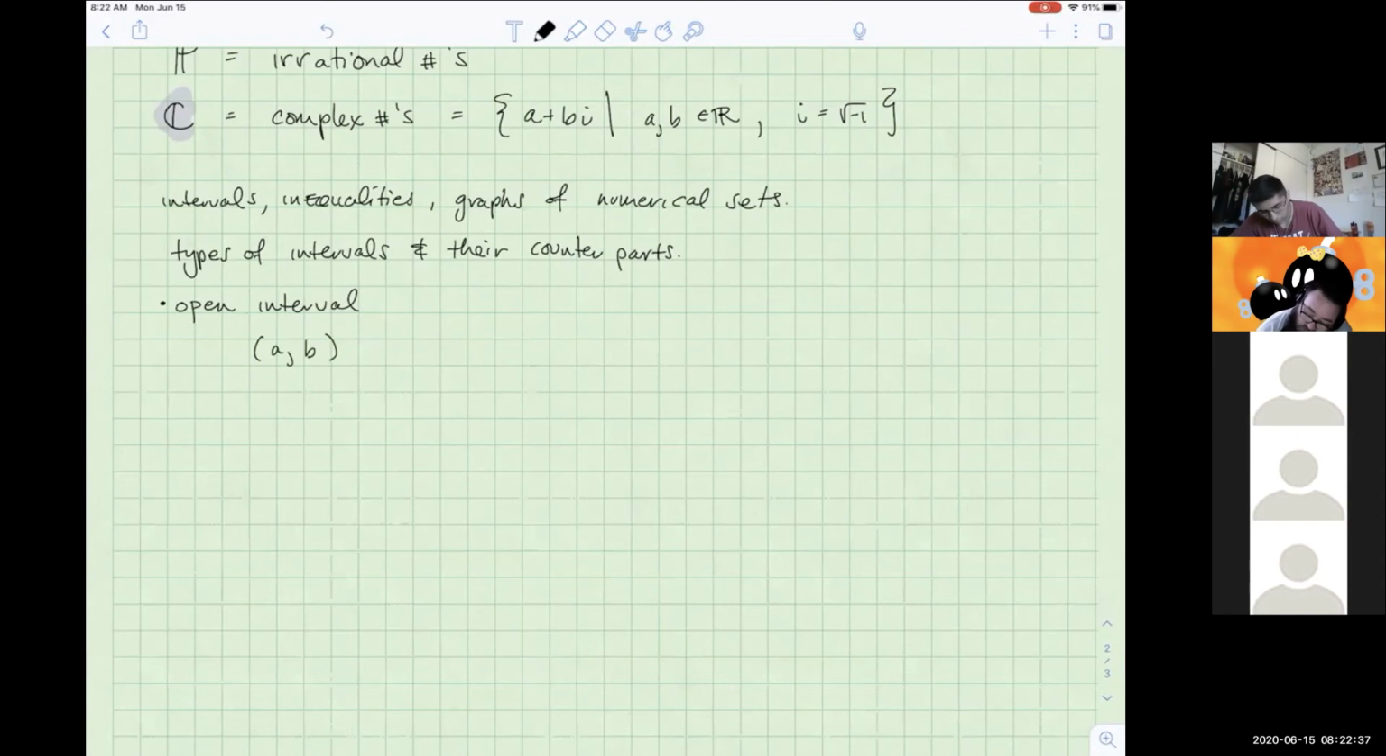The corresponding inequality notation would be the set of X that is less than B but greater than A, somewhere between A and B. Or as set builder notation, the set builder notation would be the set X such that A is less than X is less than B.